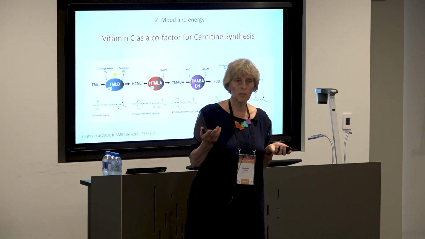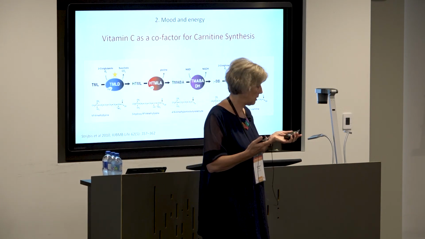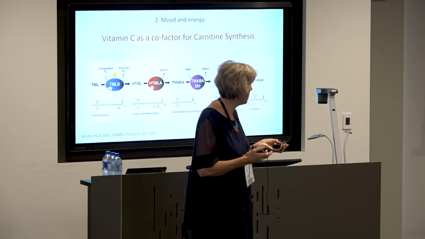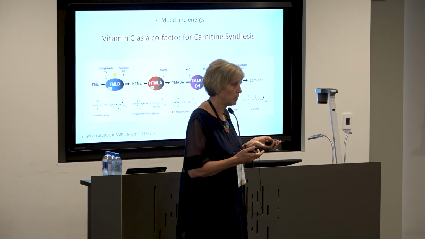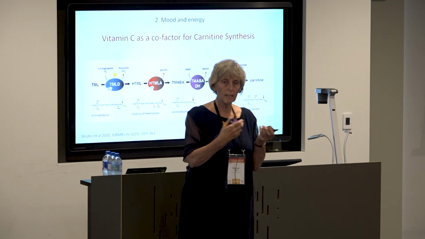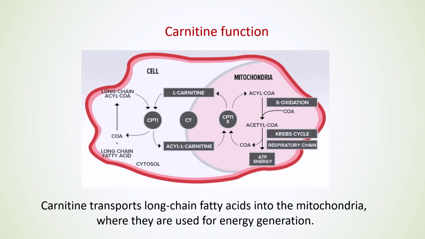Second example is carnitine synthesis. Carnitine is a molecule that requires vitamin C to be made, and in 2 steps, it needs vitamin C for this step and for this step. So it's a molecule that we need. It helps transport fat into the mitochondria, so it will help your cells maintain a normal oxidative energy production. So this is what it does: it transports fats into the mitochondria.